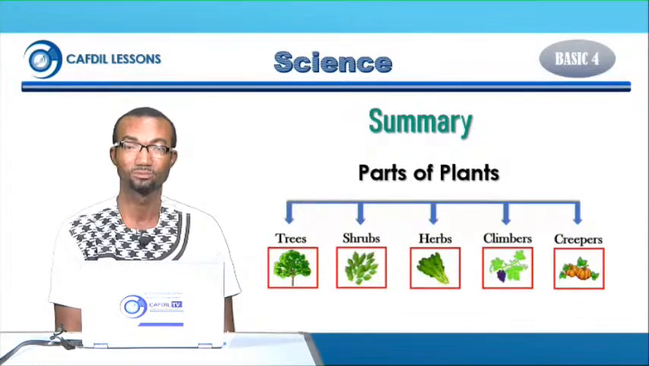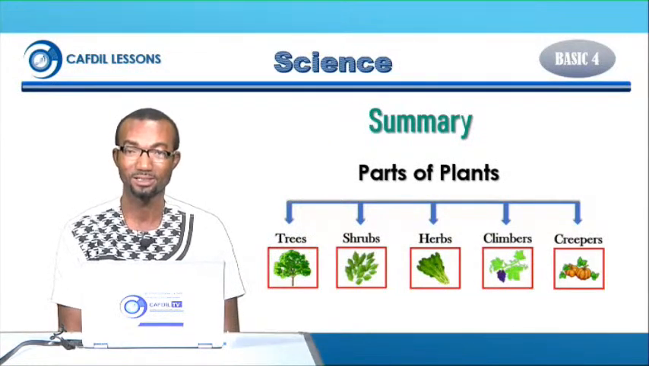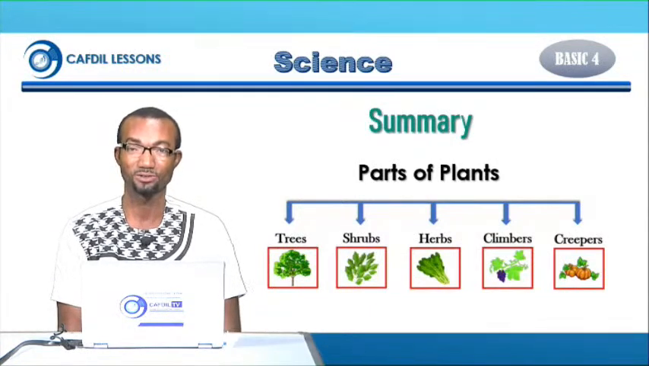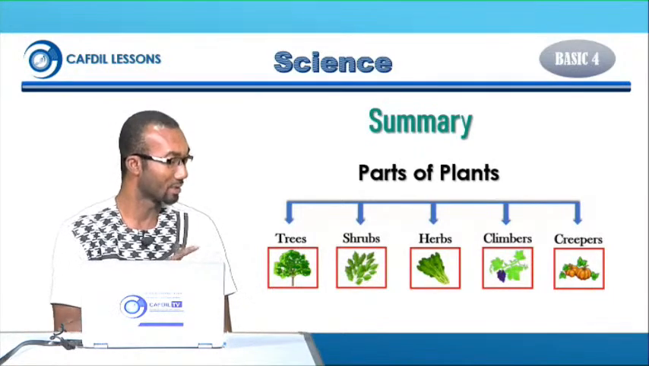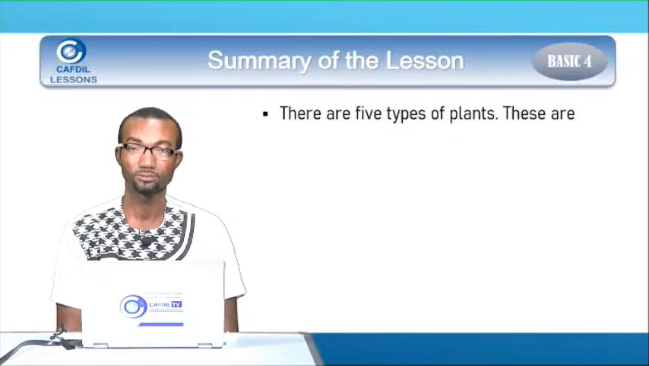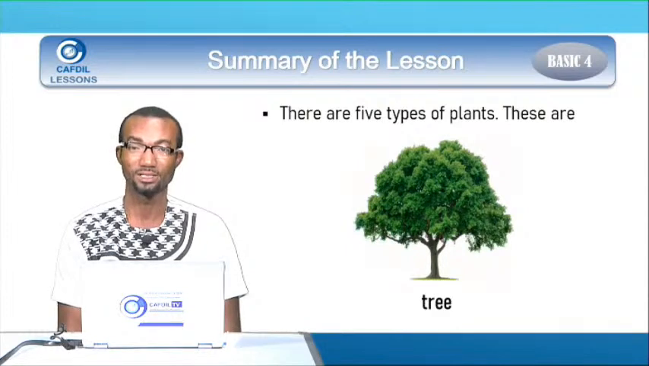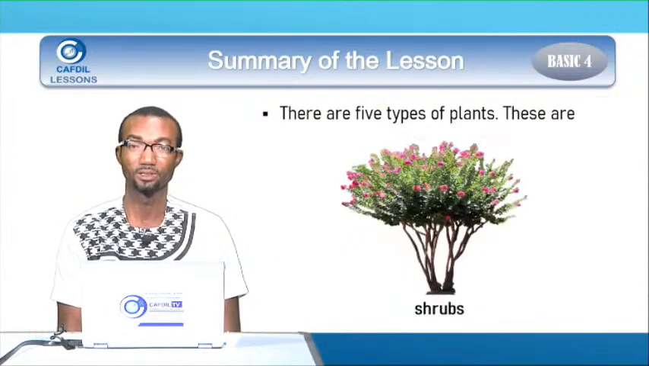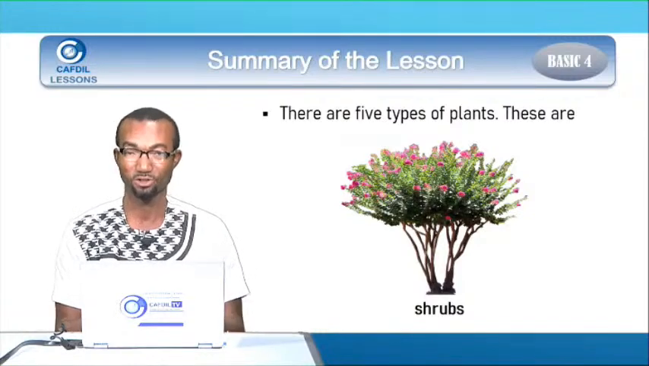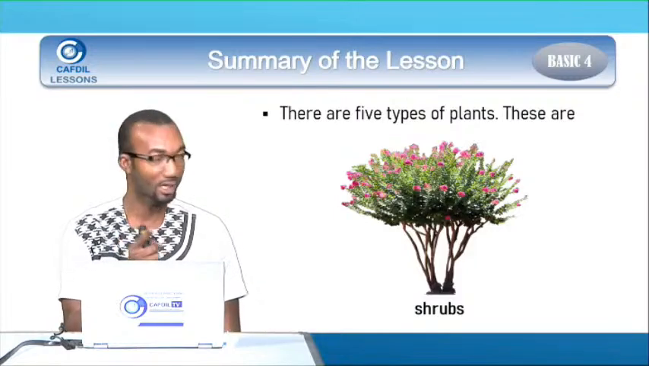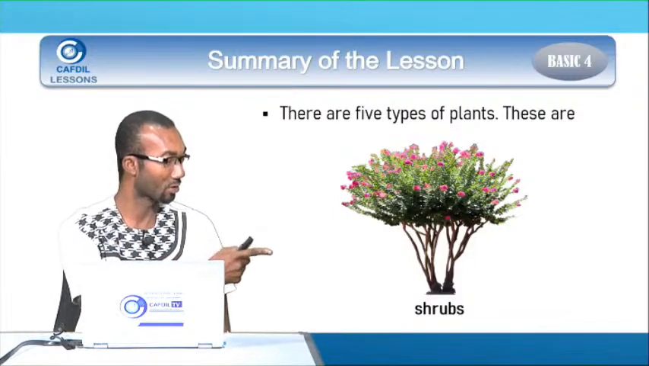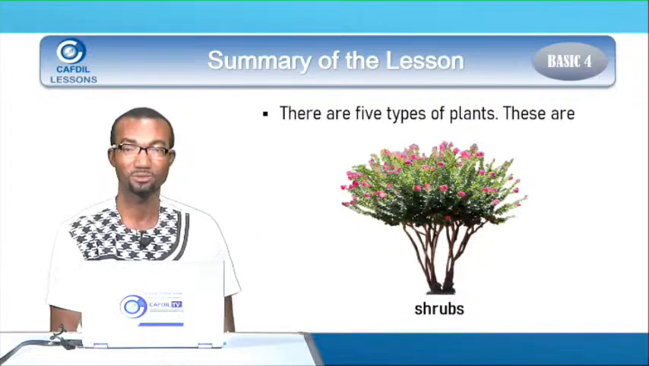So Kate, these are the types of plants that we have. We said we have 5 types of plants: trees, shrubs, herbs, climbers, and then creepers. As we discussed, there are 5. The first one we looked at is the tree. The second was shrubs, and we said trees are the biggest and shrubs are the next biggest. If you look at the shrub, it has many stems, as we talked about.